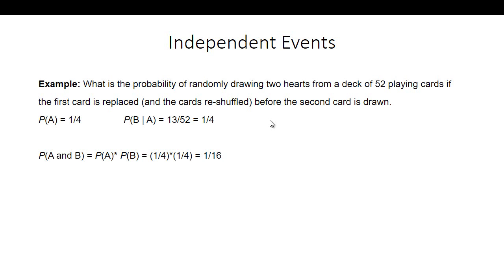And the probability of A and B would be the probability of A times the probability of B. Again, here I'm assuming that A is the event that the first card is a heart, and B is the event that the second card is a heart. So in this case, A and B are independent, so I can just multiply their probabilities to get the probability that both A and B occur. So in this case, we get 1 over 16.